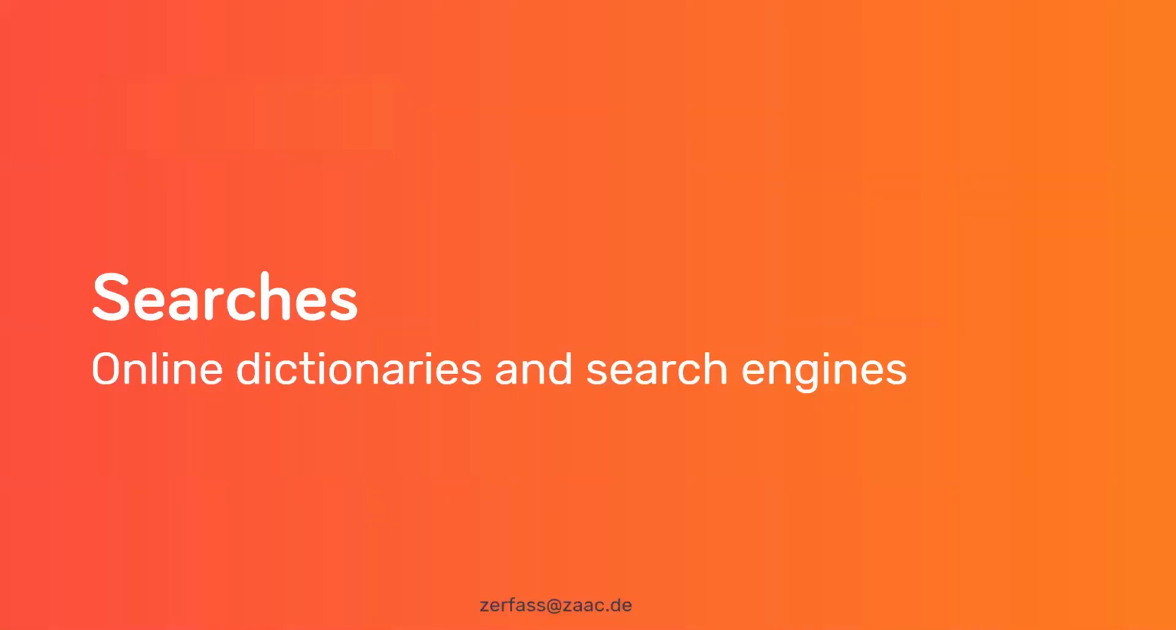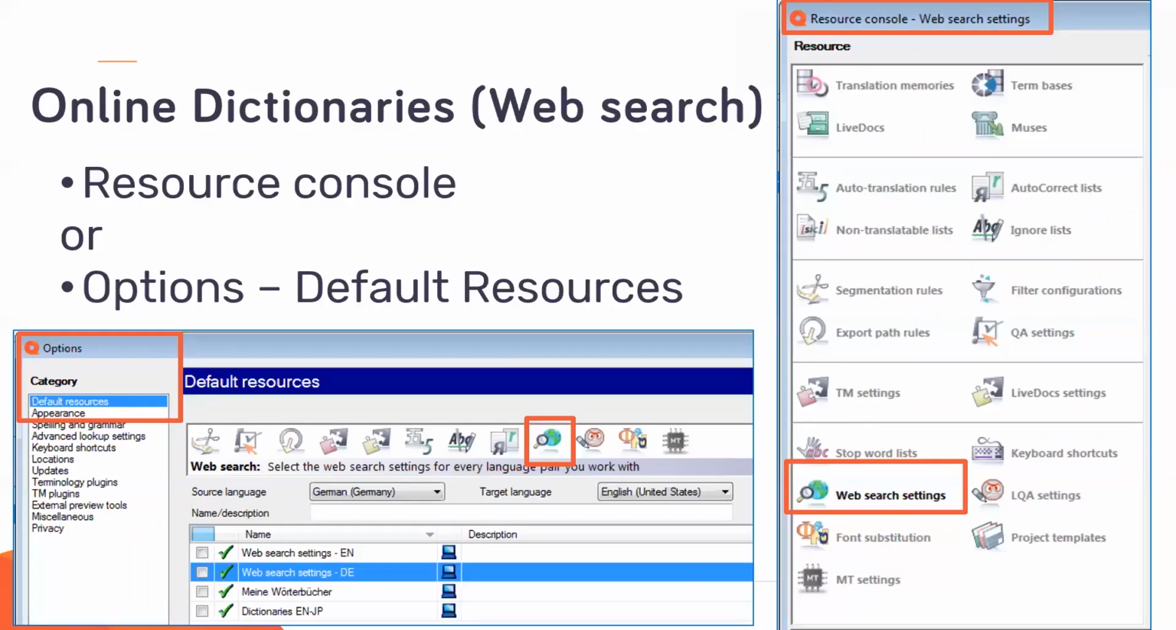Let's go on to searching. Online dictionaries and search engines. So this is something you can connect to memoQ to do maybe terminology searches. So that is something, again, you find in the options. In the default resources, there is the web search settings, or you can also set it up in the resource console. There's also an area for the web search settings.